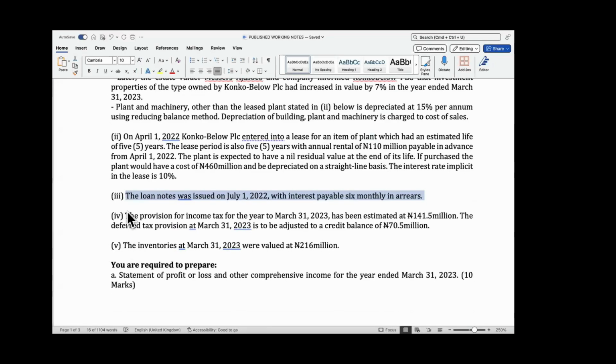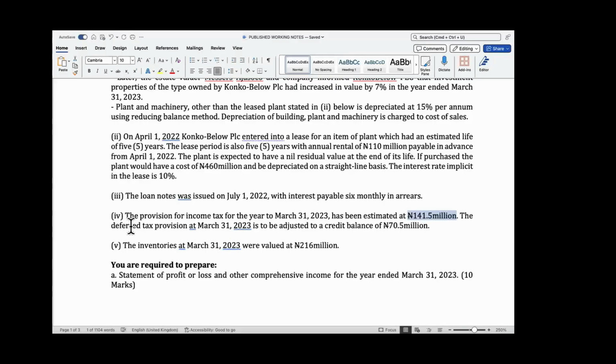Note 4. They said the provision for income tax for the year to 31st March 2023 has been estimated at around 41.5 million. So this is the current tax for the year, which will be deducted from the PBT, and the other leg will be recognized as a liability.